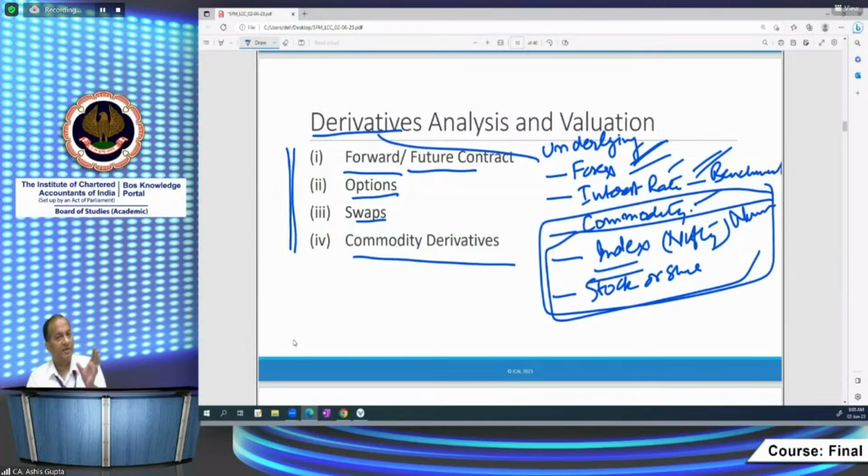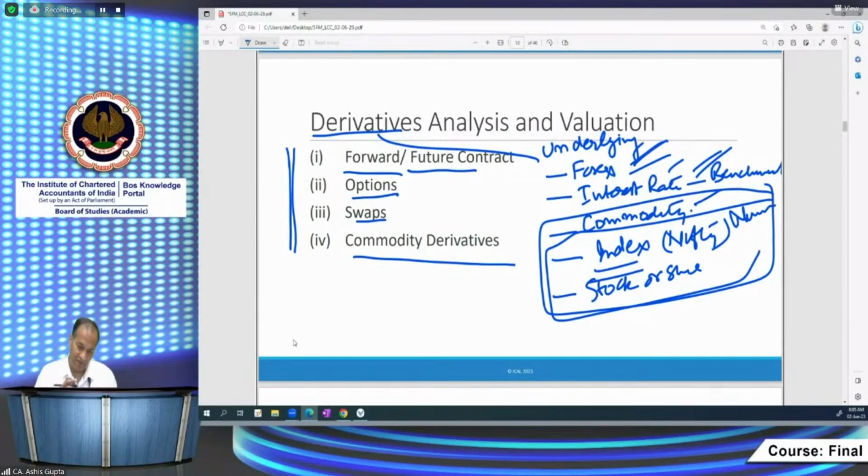Of course, the basic concept will remain the same. Forward, futures, options, all things will be the same. Only there will be a change in the underlying. In this chapter, our underlying is stock price or the index. In the next two chapters, our underlying will be forex and interest rate. So this has been covered here.